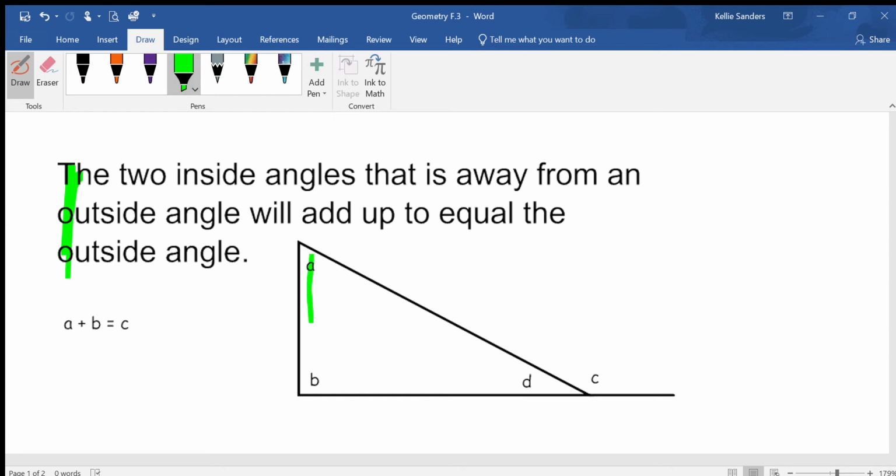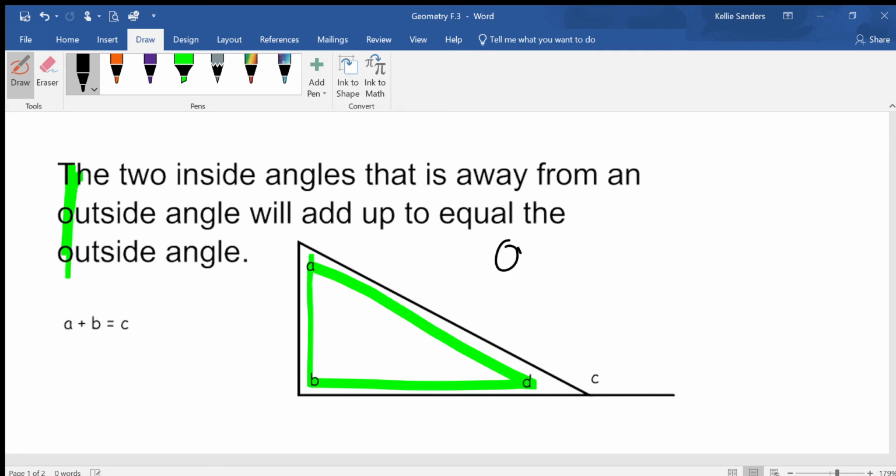So here's the deal. We have this triangle right here. What angles make up this triangle? A, B, and D, right? And angles in a triangle add up to be 180. So I'm going to write that down. A plus B plus D equals 180 because they are triangles.